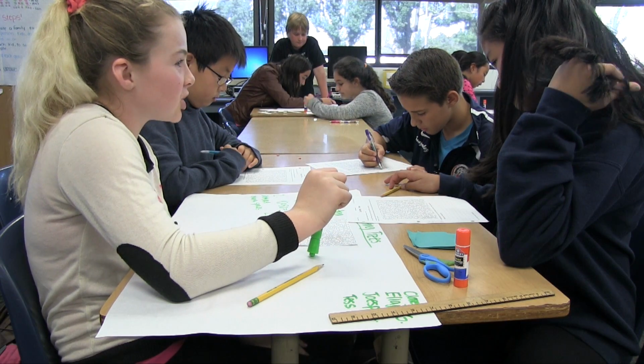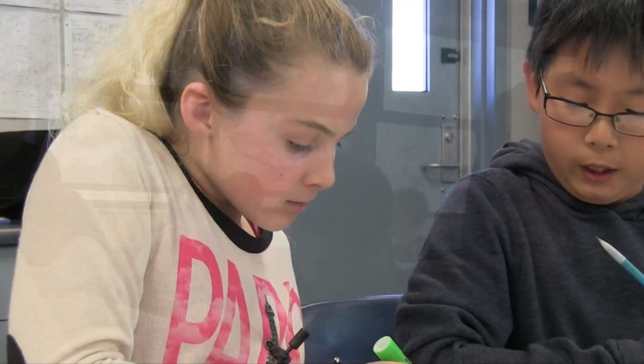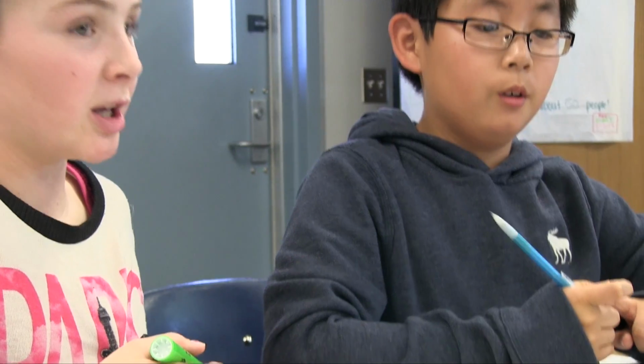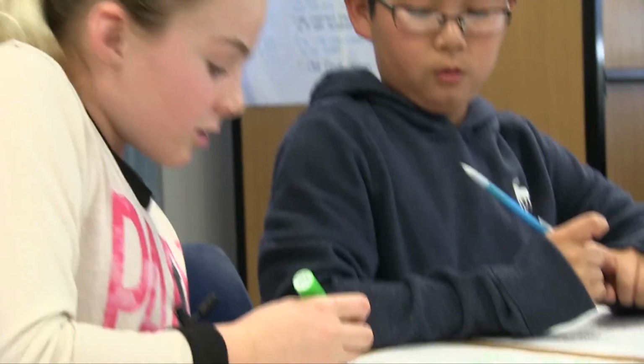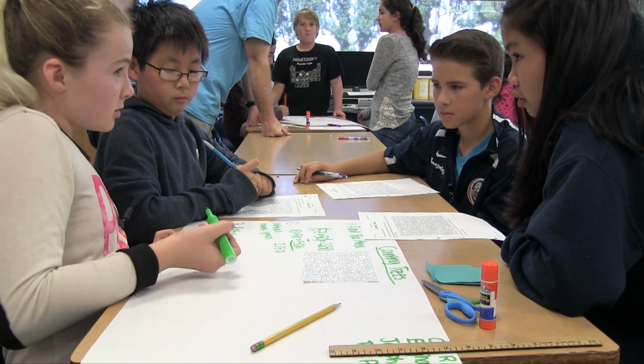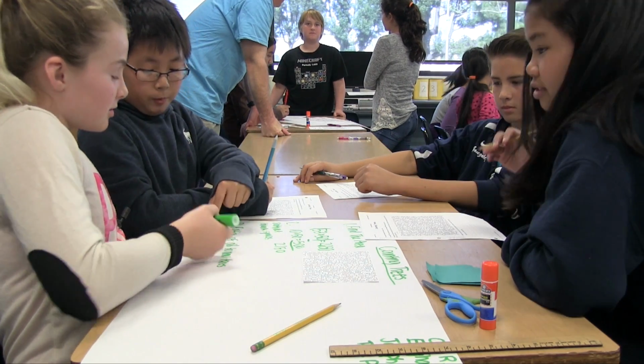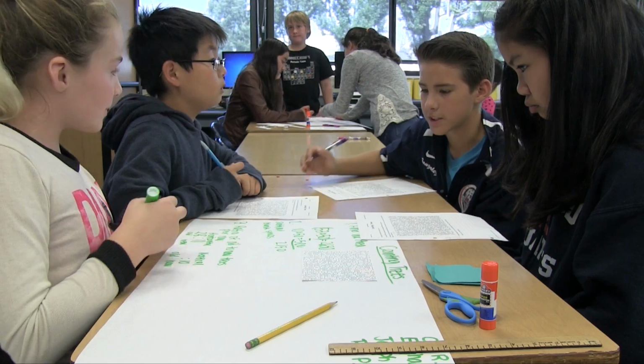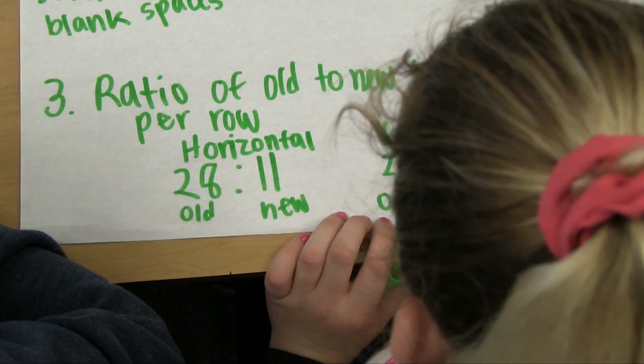Well, we could make a ratio of how many old trees to new trees there are about per row. Yeah, that sounds good. 28 to 11? Yeah, that's the horizontal ratio. So 28 is the old, right? Yes, that's for the horizontal. Just put horizontal. Okay, vertical. 27 old. Oh, that's pretty close.